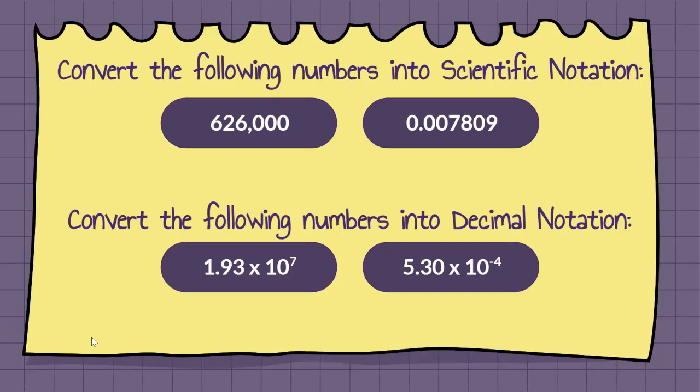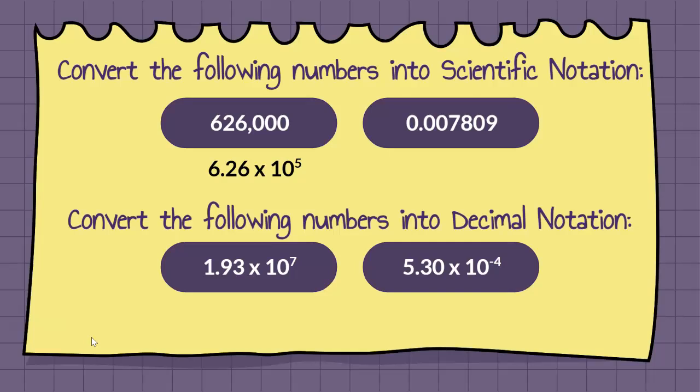Let's go ahead and convert the following numbers into scientific notation. Again, pause the video, try it on your own, and see if you get it right. This first number, 626,000, converted into scientific notation would be 6.26 times 10 to the power of 5, because again, we moved that decimal 5 times to get it behind the 6.